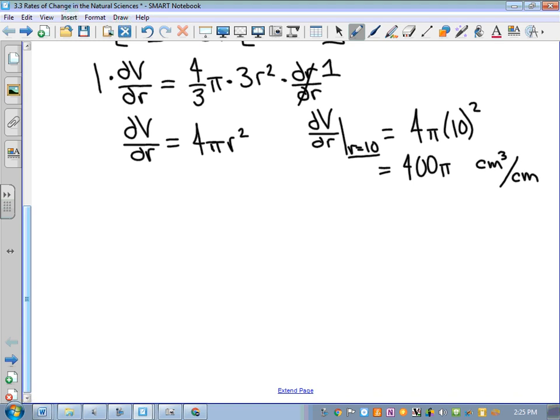Now, that's definitely an approximation, because even if r was 10.1, this 400 pi would no longer be the rate of change, since if we put 10.1 in here, I would not get 400 pi. So it's important that the derivative is changing as the value of the function is changing as well.